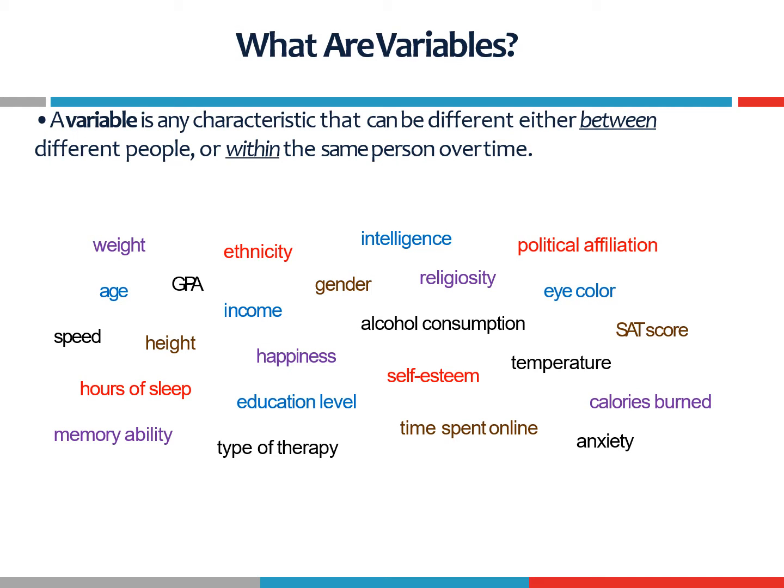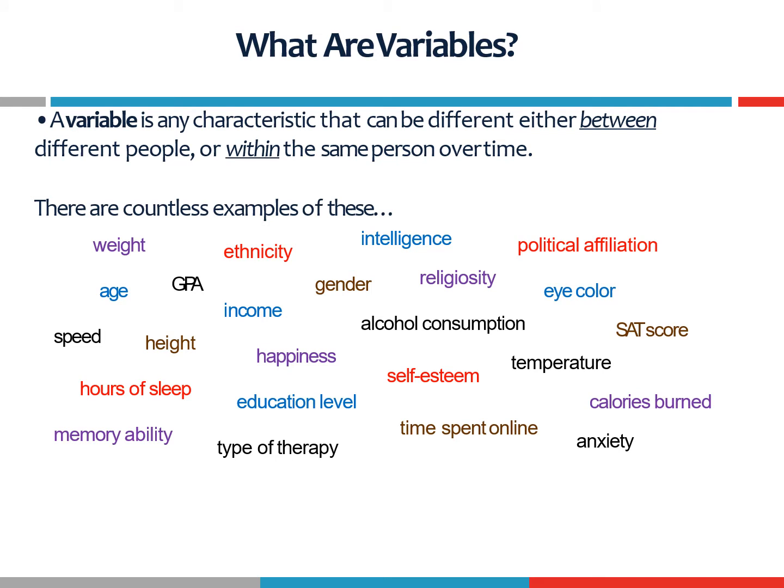We could also talk about change within a particular person over time, right? So for example, we could look at levels of depression before and after some kind of therapeutic intervention. Maybe your score on the Beck Depression Inventory starts out at a 50, and after 8 weeks of cognitive behavioral therapy, it's decreased to 30, right? So variables are essentially any characteristic that can change either between different groups or within the same person at different points in time.